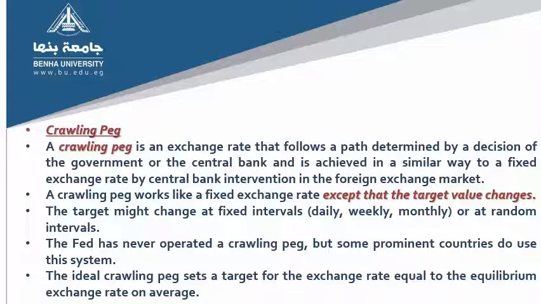The target might change at fixed intervals, for example, daily, weekly, monthly, or at random intervals. The Fed has never operated a crawling peg, but some prominent countries do use this system. The ideal crawling peg sets a target for the exchange rate equal to the equilibrium exchange rate on average.